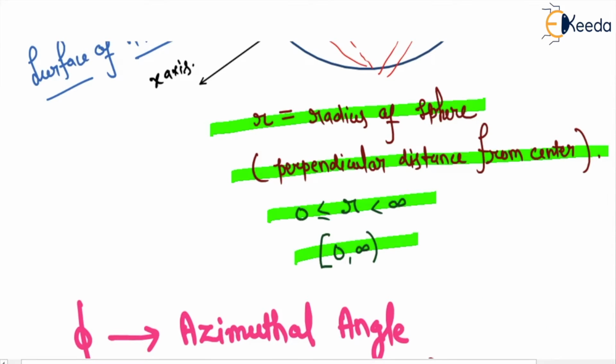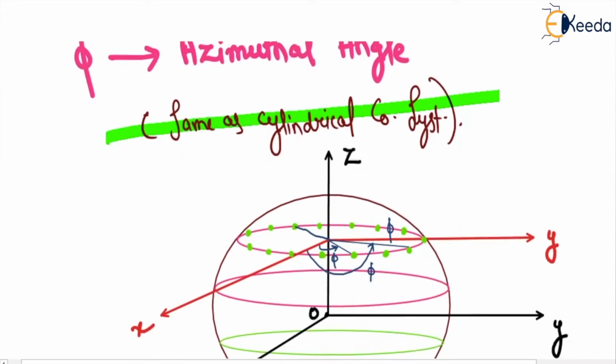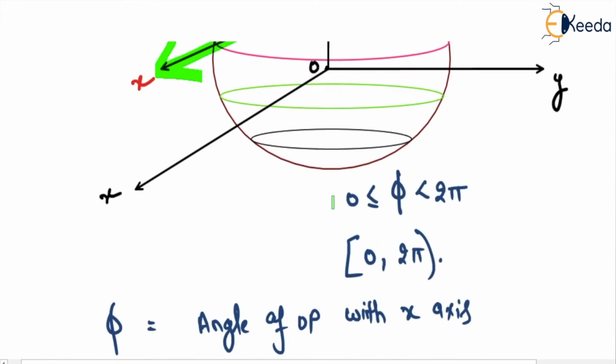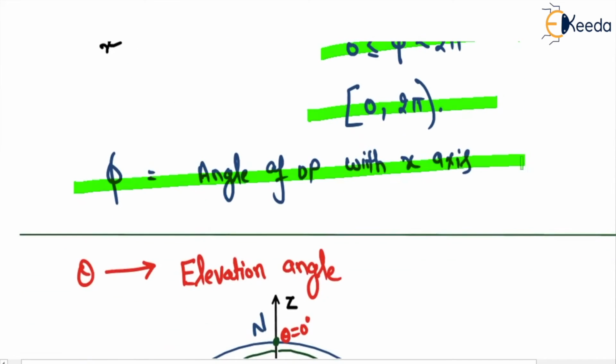Now we talk about phi. Phi is called the azimuthal angle, which is the same as in the cylindrical coordinate system. Phi is the angle with respect to the x-axis. As we are observing, this is the horizontal circle which will be formed in the sphere, and phi is the angle with the x-axis. Phi varies from 0 to 2 pi. 0 is included but 2 pi is excluded. Phi is the angle of OP with the x-axis.